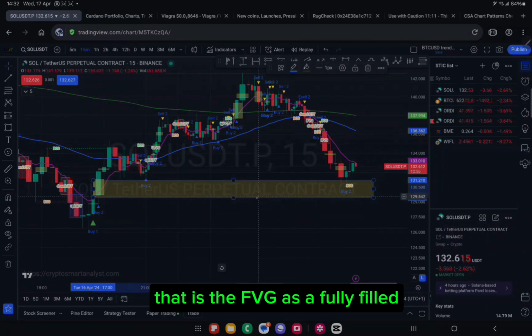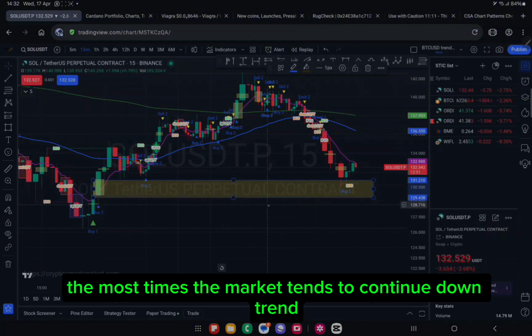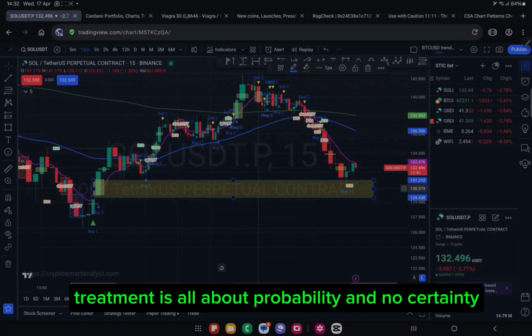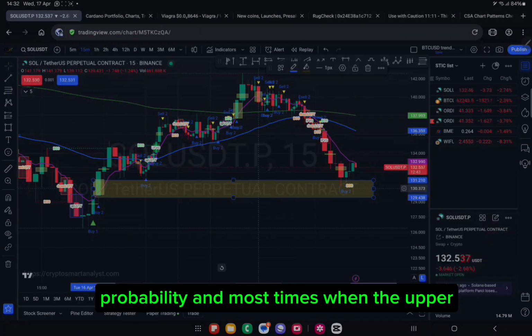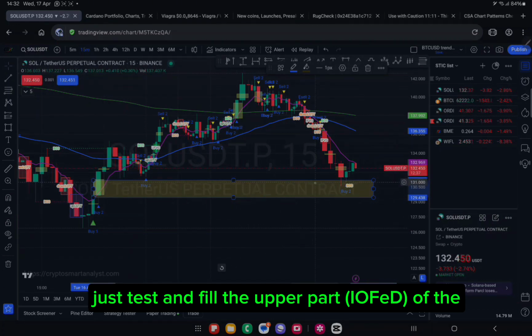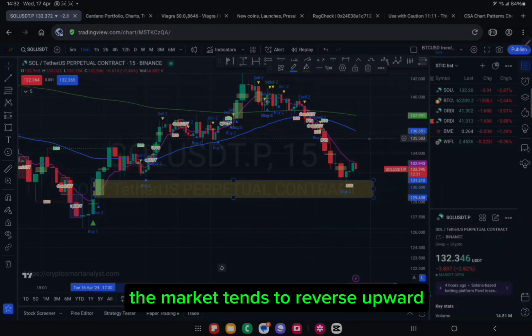That is, the FVG has been fully filled. And most times, whenever the FVG gets fully filled, the market tends to continue the downtrend. It doesn't happen like that in all cases. Like I said, trading is all about probability and no certainty. Most times, whenever the market dumps, tests and fills the upper band of the fair value gap, the market tends to reverse upward.